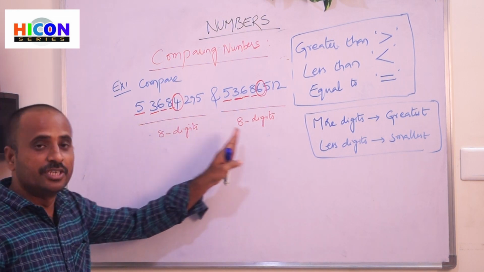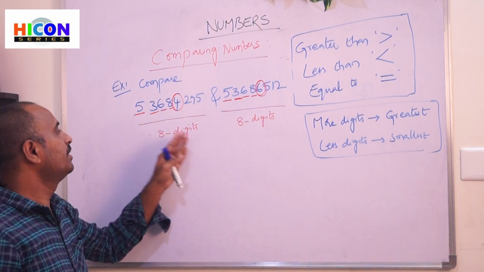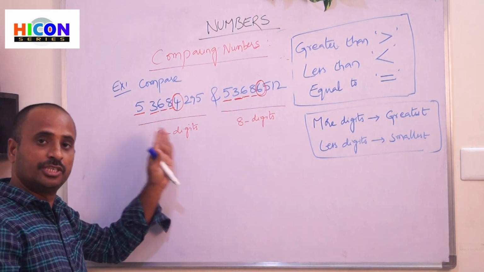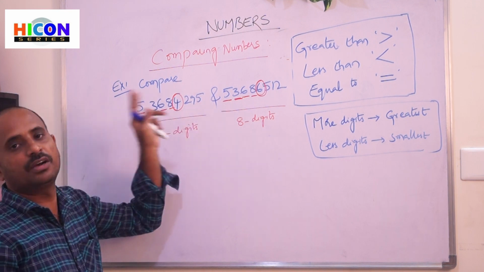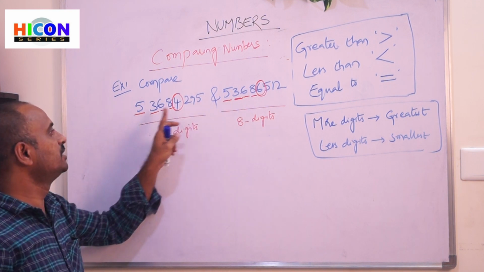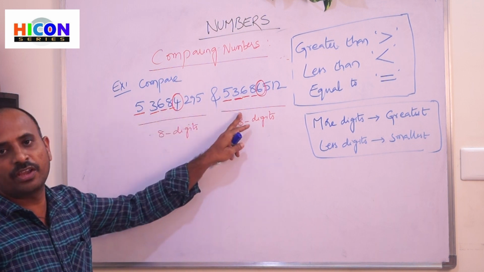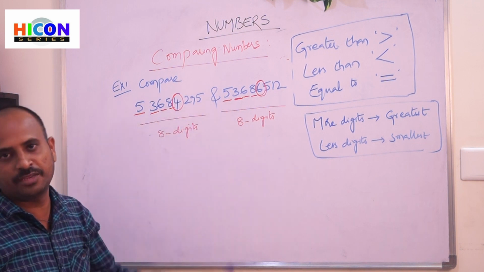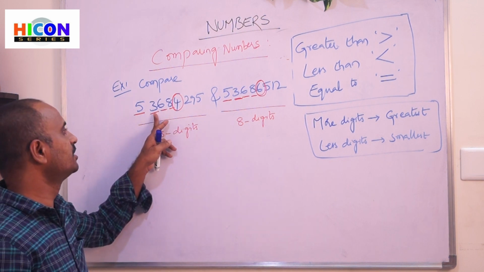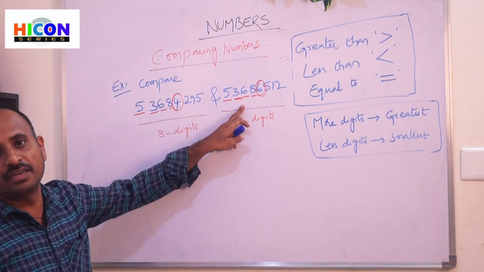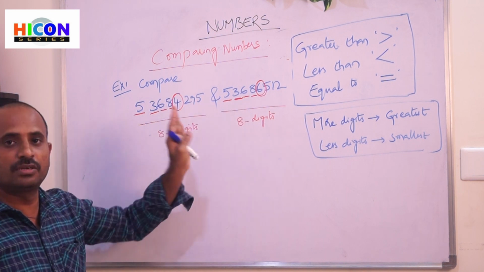Here the number of digits are same. That's why we have to compare each digit from the left side. So first we have to compare the first digit on the left side. The first digit on the left side is 5 and 5. So the first digits are same. Now go to the second digit in the two numbers. The second digits are also same in the two numbers, that is 3.